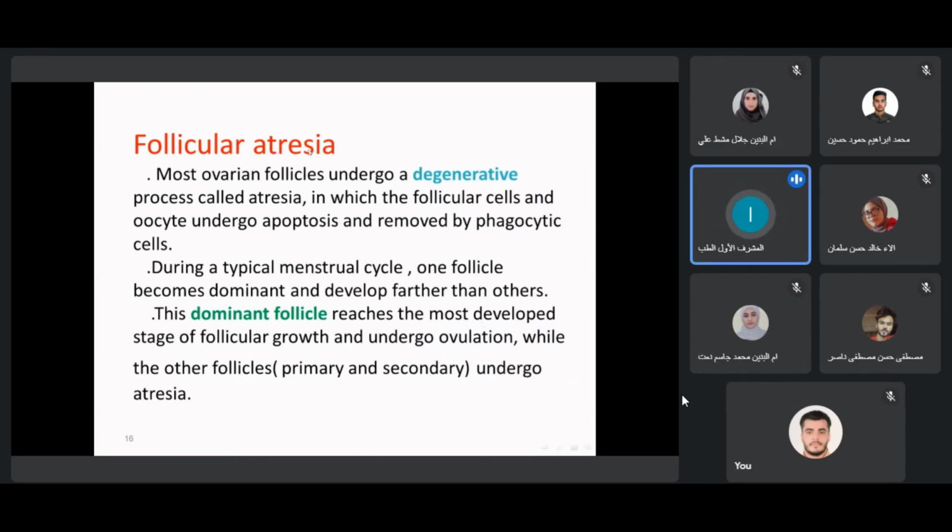Follicular atresia is the degenerative process in which the follicular cells undergo apoptosis. Apoptosis means cell death. The products released from the breakdown of cells and death will be removed by phagocytic cells. Phagocytic cells are inflammatory cells and macrophages that will engulf or swallow these byproducts of breakdown and remove them from the site. And the whole process of cell death is called degeneration, or follicular atresia.